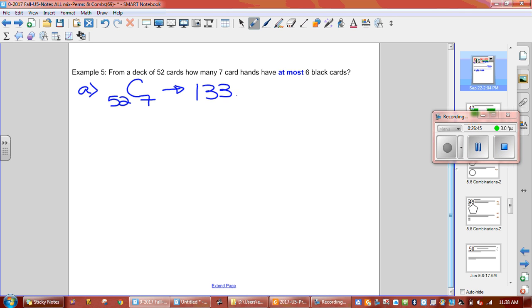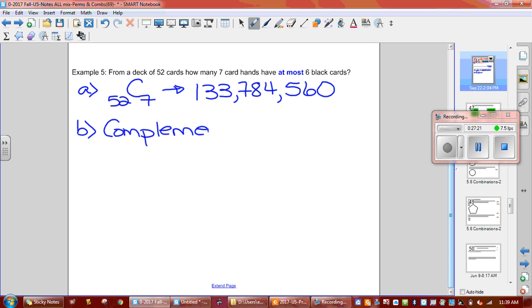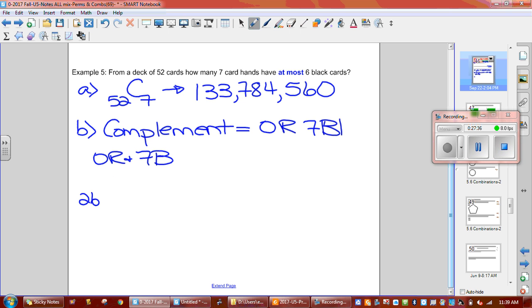All right, now the second part of the question is saying, how many of those 7-card hands would have a maximum 6 black? Okay, maximum 6 black. What is the complement of maximum 6 black? Having 7 black. So we're going to do the complement, being 0 red, 7 black. So B, the complement is 0 red, 7 black. So 0 red and 7 black, we're going to do 26 choosing 0, because there's 26 red, we choose none of them, times 26 choose 7. 26 black, we're choosing all 7 black.